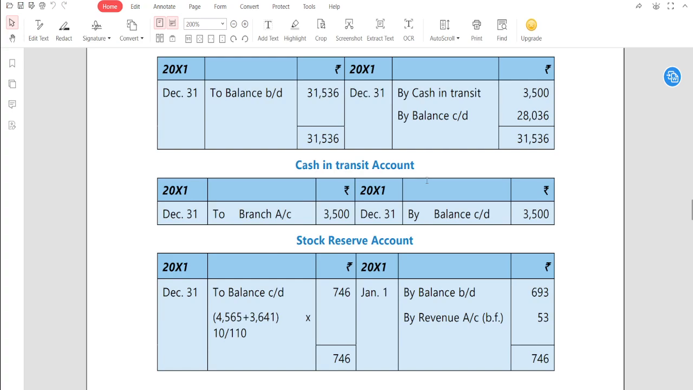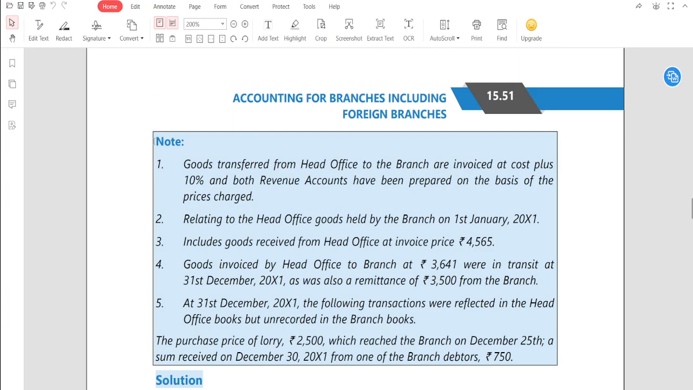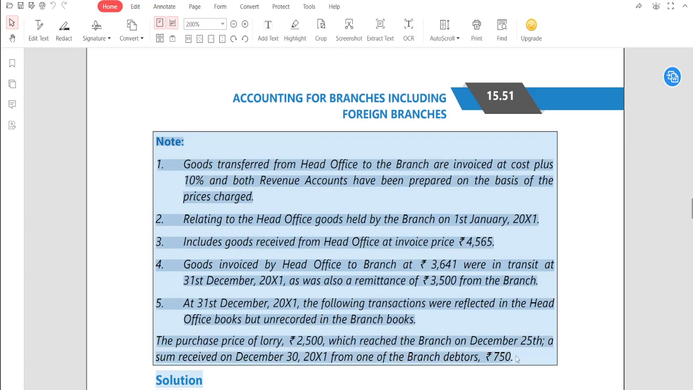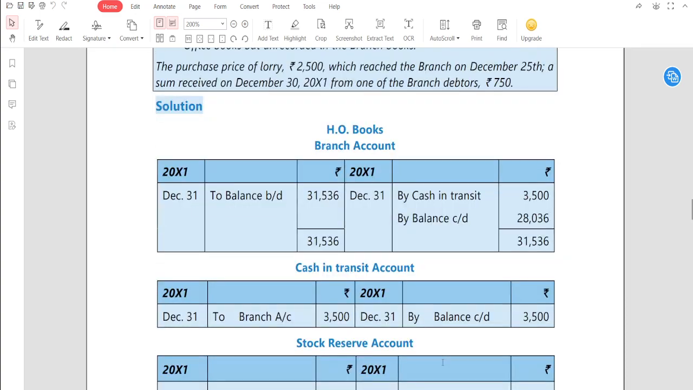In the cash in transit, no entry as such is pending in this particular note. Is there anything else to do? No, now we have to close it. So cash in transit should be closed. On 31st December the money is yet to be received. So by balance c/d 3,500, it's closed.